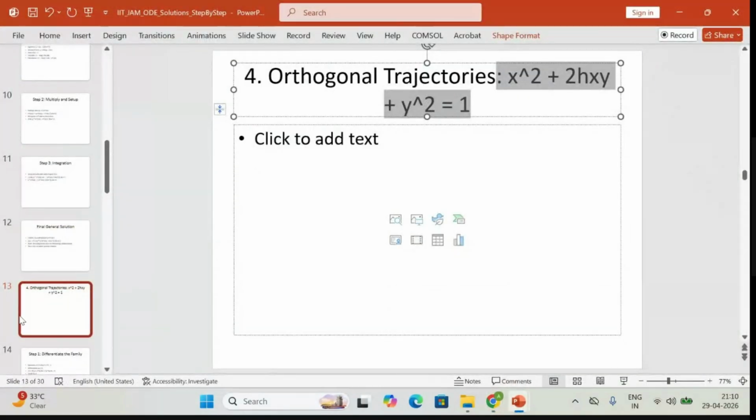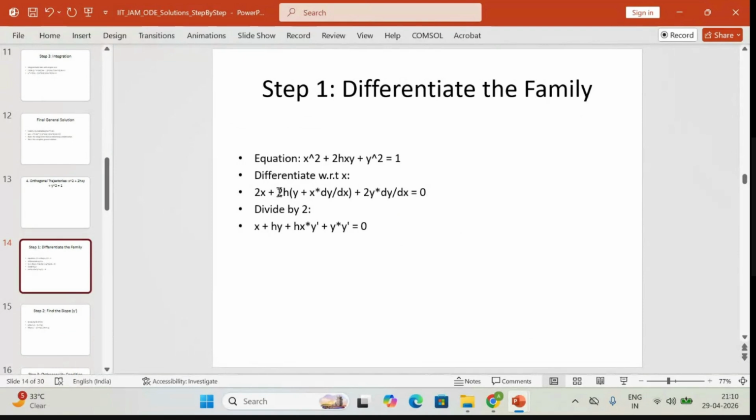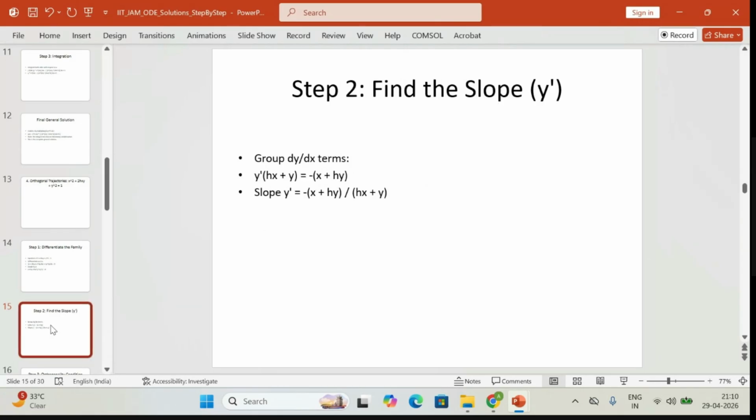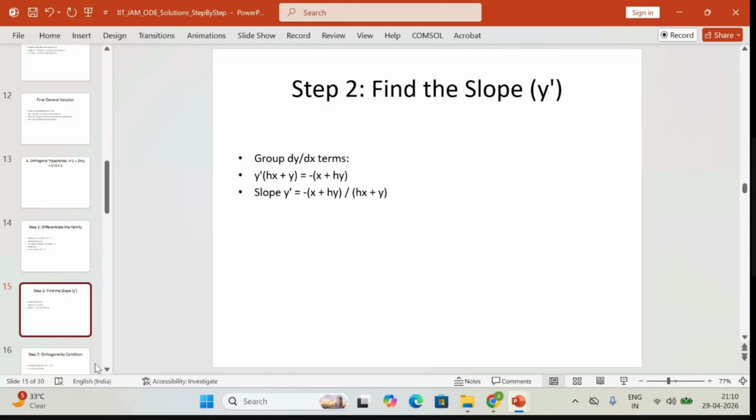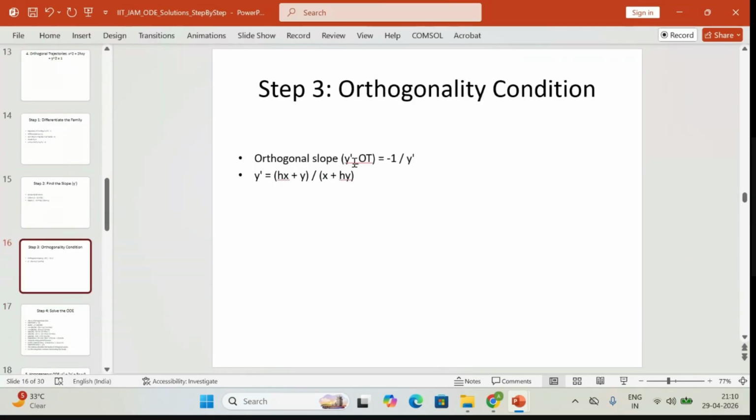So basically we differentiate. This is the equation. We differentiate with respect to x. We get this. Then it's a simple division. You may or may not do this, that is fine. Then you group the dy/dx terms and find out the slope y prime. And then we have done one problem before. The y new should be minus 1 by y old, which is the orthogonality condition. So y orthogonal is this, and then you can integrate this to get the family of equations.